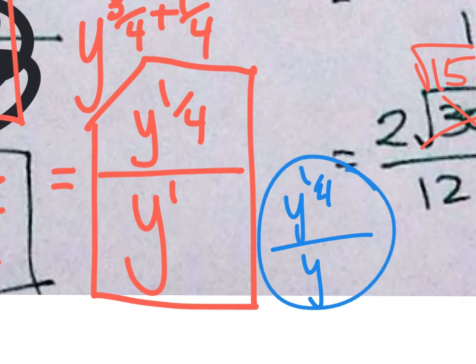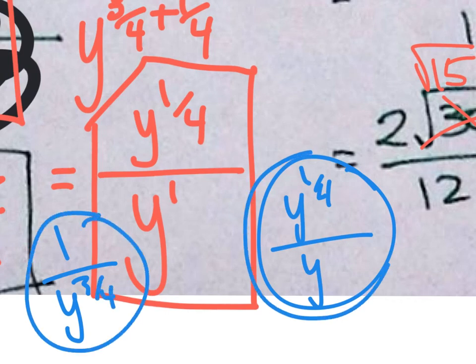And we'd like to not have fractional exponents in the denominator. If we were to subtract, we could get this, 1 over y to the 3/4. And I know that this looks a little simpler than this, but no negative exponents, and try to avoid having fractional exponents in the denominator as well. So there we go with that, and we're done.